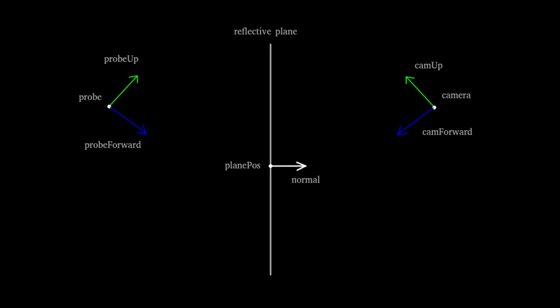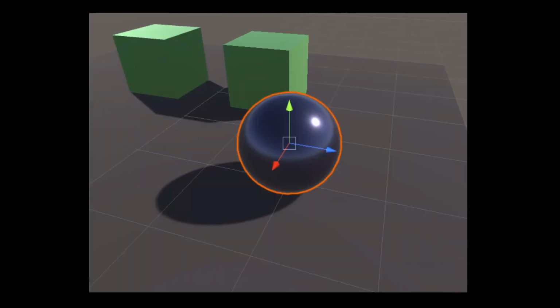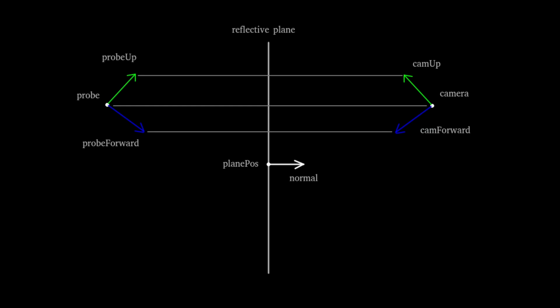Anyway, going back to this part here, how do we figure out these vectors? How do we figure out the probe up and the probe forward when all we know is the camera up and the camera forward? Well, again, we have to go back to the law of the mirror. That the distance between all three of these points should be cut in half by the plane, the reflective plane.